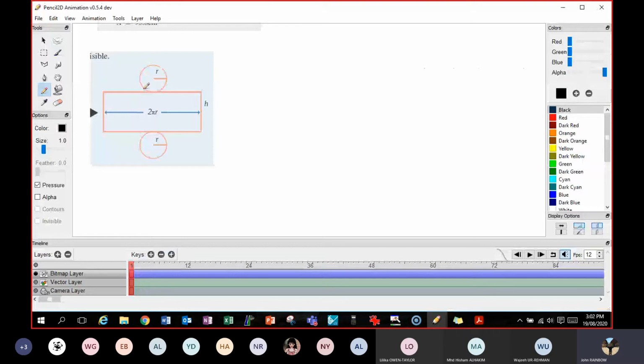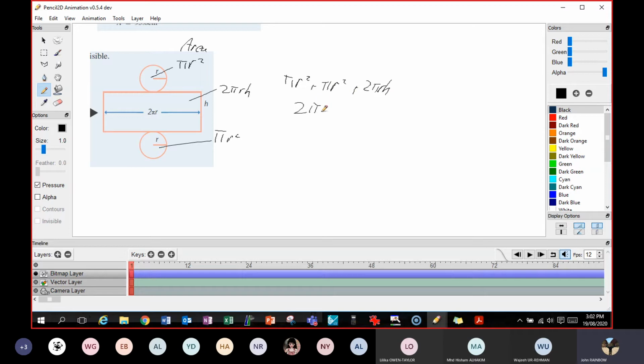Personally, how I like to write my formulas for this: this area here is pi r squared. The area here, 2 pi r h. I'll be writing like this under my area notes. The area here is pi r squared. You're going to add these all together, so therefore it's pi r squared plus pi r squared plus 2 pi r h, which gives you 2 pi r squared plus 2 pi r h.